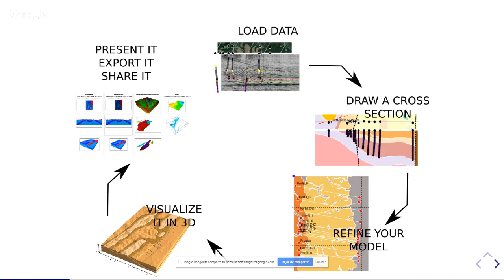Okay, so if you interpret your first cross section well, then you have a great starting point to refine your model. Because from the first cross section, you can start creating other cross sections from it. So you can start 1, 2, 3, 4, 5, all the cross sections until you finish your model. You can build them from the interpolation algorithm.